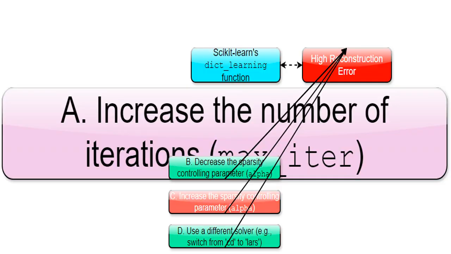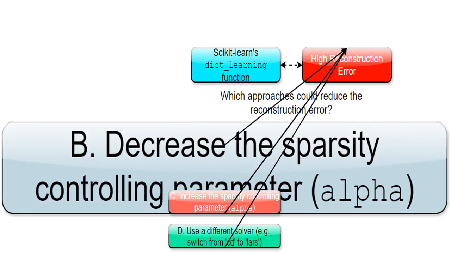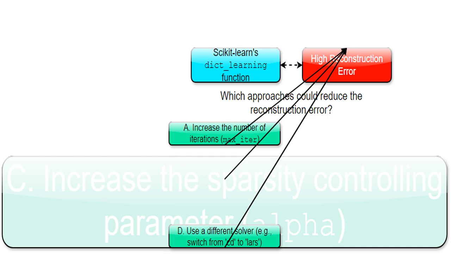I can try giving the algorithm more time to find a better solution by increasing the number of iterations. It's like giving the Lego builder more time to work. More time may lead to a more accurate reconstruction. I can try making the representation of the data less sparse. ALPHA controls how simple our building blocks are. A lower ALPHA allows for more complex building blocks, potentially leading to a more accurate reconstruction even if it is less efficient. Increasing ALPHA makes the representation too simple. This is like only using a few very basic Lego bricks. It could lead to losing important details and thus, a higher error.